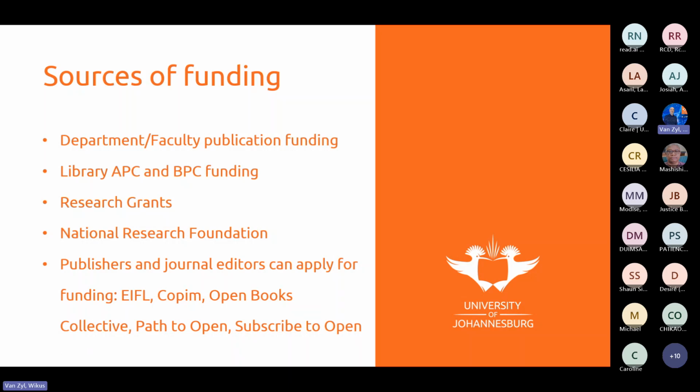Then with open access publishing, it's very important to know where you will receive funding from if you have to pay book processing charges or article processing charges. So some of the sources of funding include, firstly, your department or the faculty that you're in, which sometimes have a publication fund or research funds that they can make available to fund APCs or book processing charges. Secondly, the library has an APC and a BPC fund where you can apply, and if it's approved, they will pay for the APCs and the BPCs.